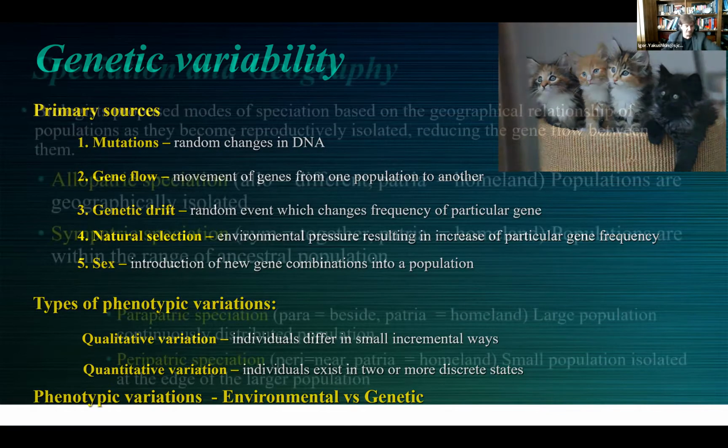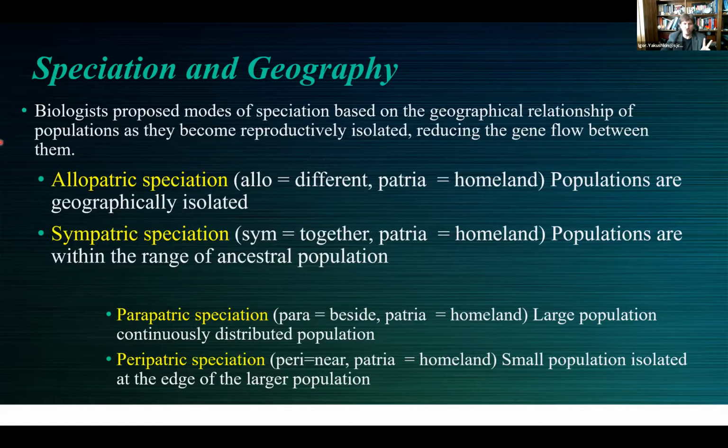All right, speciation and geography. Here's what will happen, and you will need to know 2 of those major speciation types. Allopatric speciation. Allopatric speciation, allos means different. Patria, homeland, technically fatherland. Vaterland in German, right?